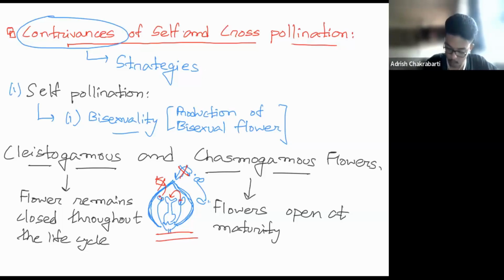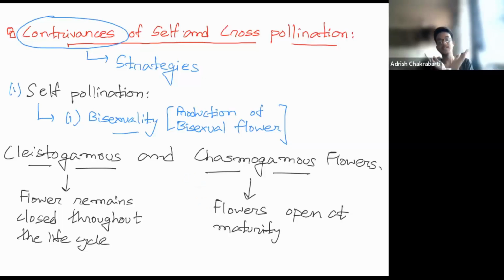In chasmogamous flowers, what happens? In chasmogamous flowers, the flower opens at maturity. Now it's open for cross-pollination. External pollen can fall onto the stigmatic surface. The pollen from the anthers of this flower can also travel to other flowers. So this is cleistogamous flowers and chasmogamous flowers.